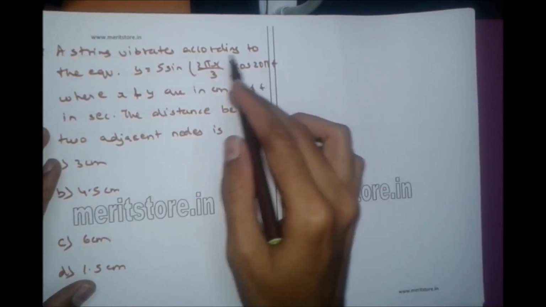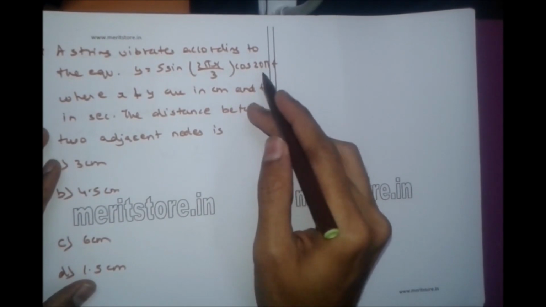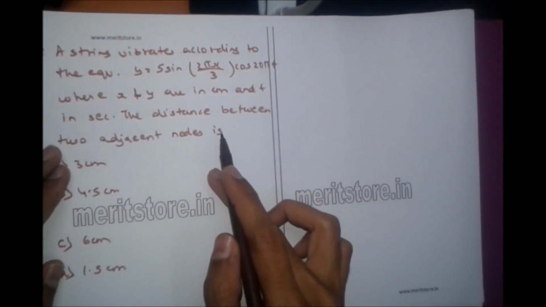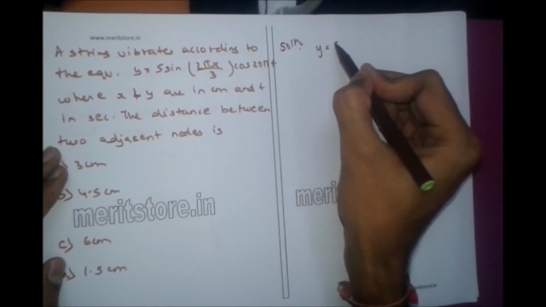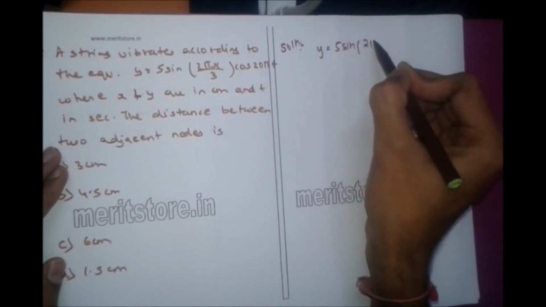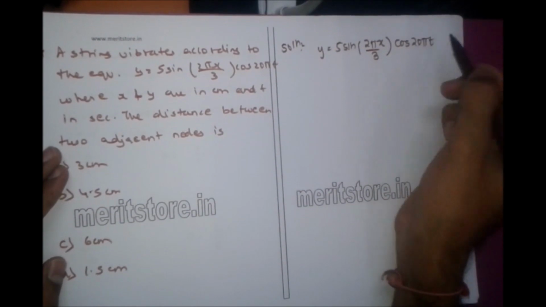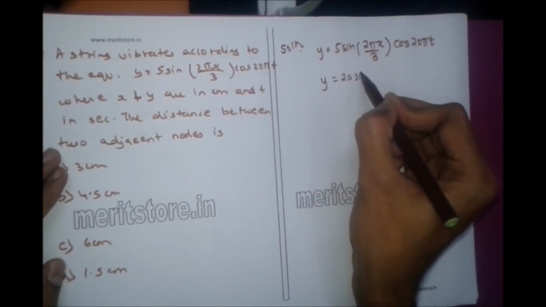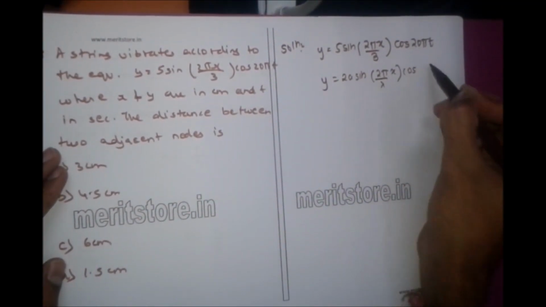A string vibrates according to the equation y equals 5 sin(2πx/3) cos(20πt), where x and y are in centimeters and t in seconds. The distance between the two adjacent nodes is... so we'll write the solution. y equals 5 sin(2πx/3) cos(20πt). We'll compare this with our general equation y equals 2a sin(2πx/λ) cos(2πvt/λ).